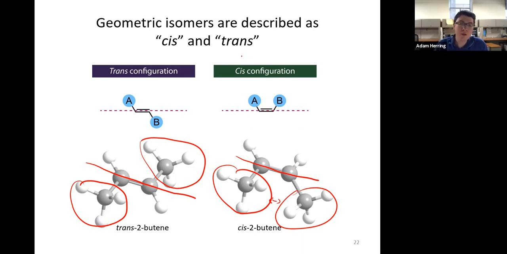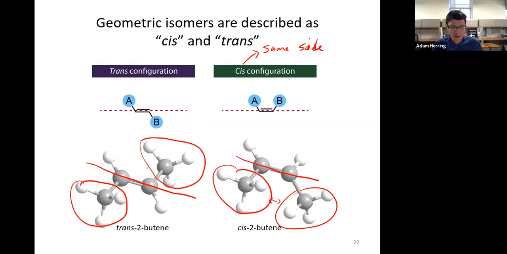So the easy way to remember this is that these are cis, and so they make the sound s, like S. They're on the same side. Whereas trans, you have to go across, like the Transcontinental Railroad goes across the United States.